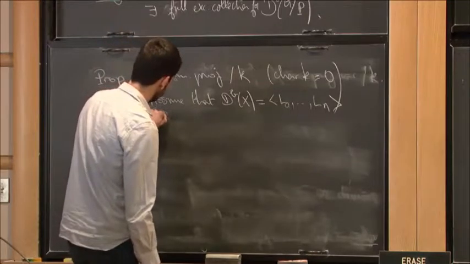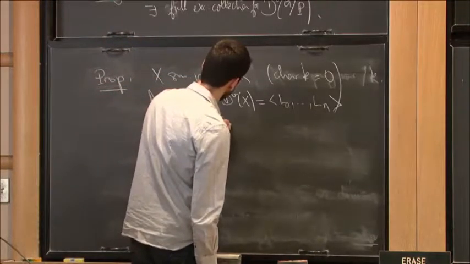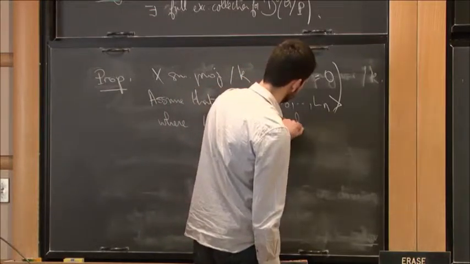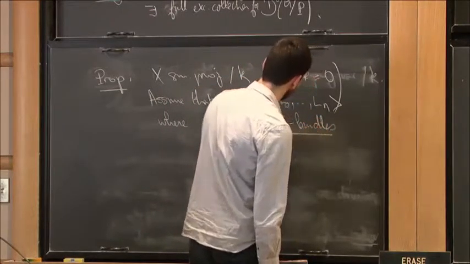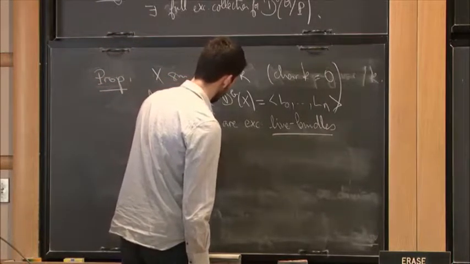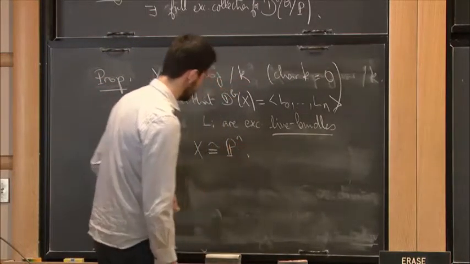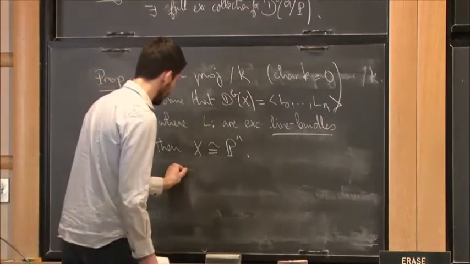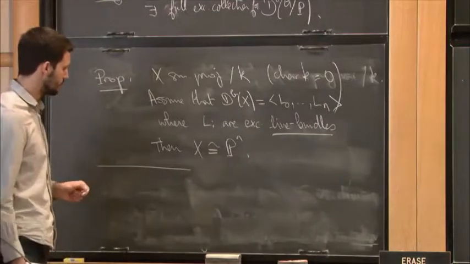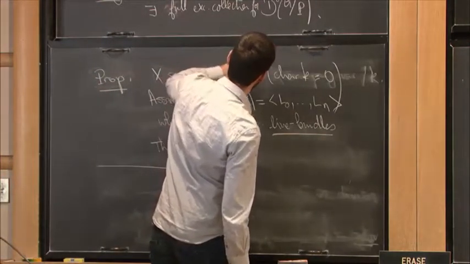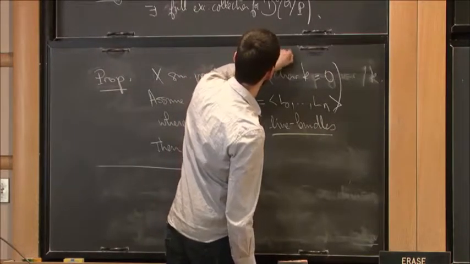Okay, so the L_i are exceptional. So this time line bundles. So this is important. Then X is isomorphic to P^n. Okay, so I would have liked to say something about the proof, but sorry? Yes, X smooth projective, thank you. Yeah, if I scrap half the assumptions.